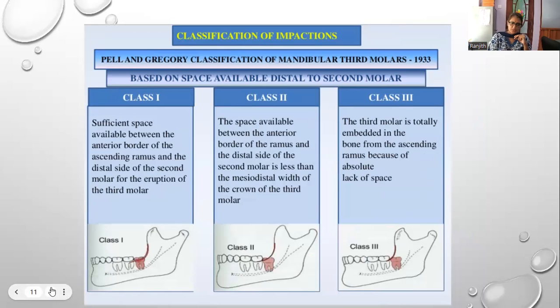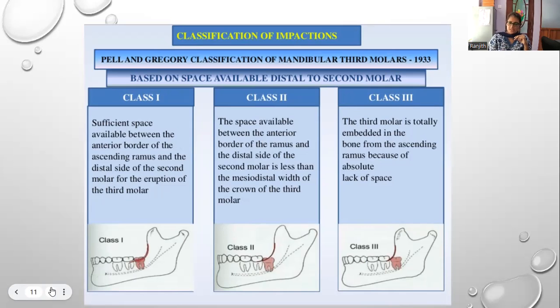Class 1 is where you have sufficient space for eruption of the third molar. That is, the third molar can erupt easily into the oral cavity. Then you have class 2, where the space available between the distal surface of the second molar and the ramus of the mandible is comparatively lesser when compared to the mesiodistal width of the crown of the third molar. That means there is less space available for eruption. So that is class 2.